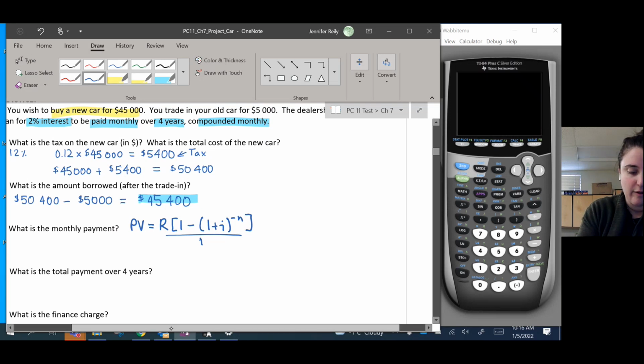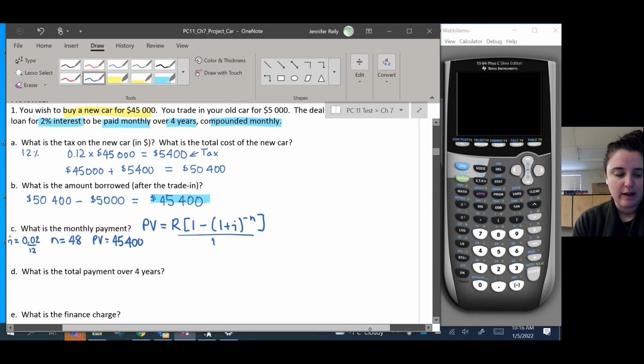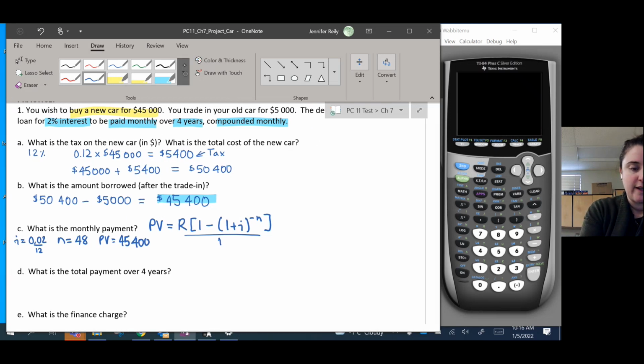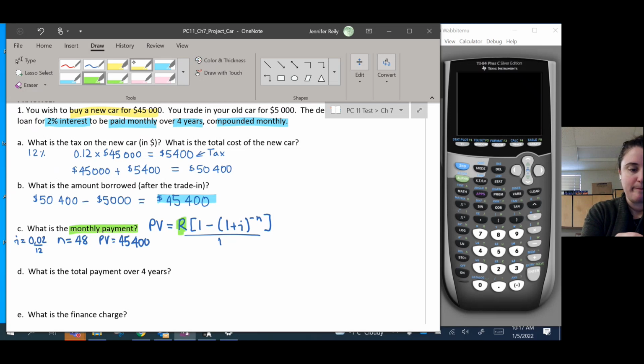Let's write down all the stuff we know. So our i is 0.02 divided by 12. The n is how many compounding periods we have. That would be 48, 12 times 4, because it's 4 years. And we also know the present value is $45,400. That's the cost of the car right now. So let's plug those into the equation, and we're going to be finding the monthly payment, which is what R stands for.